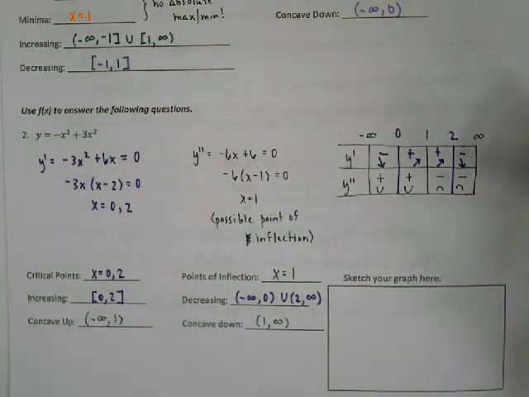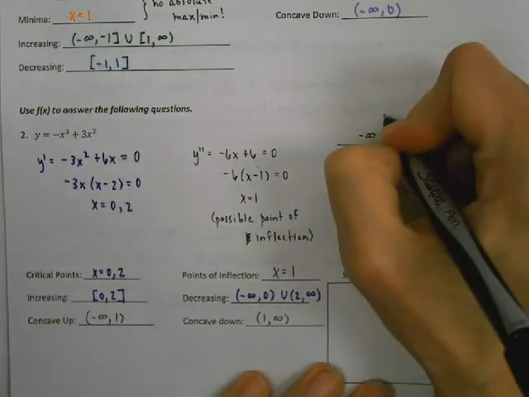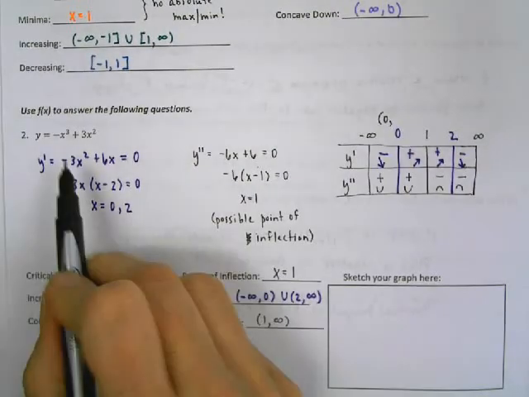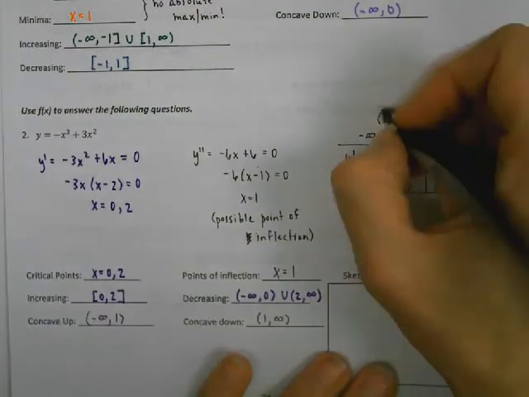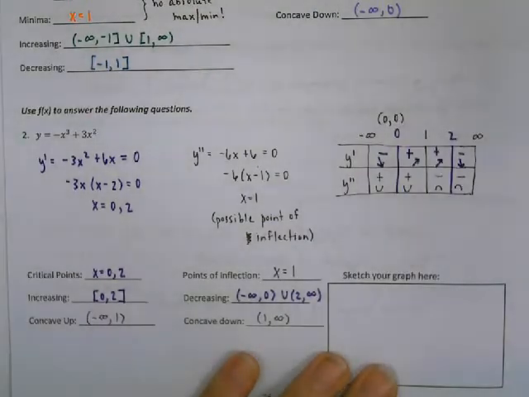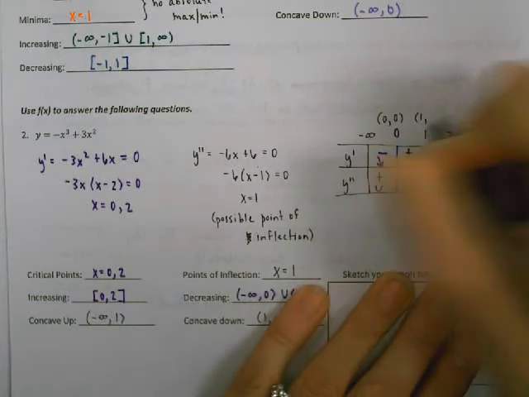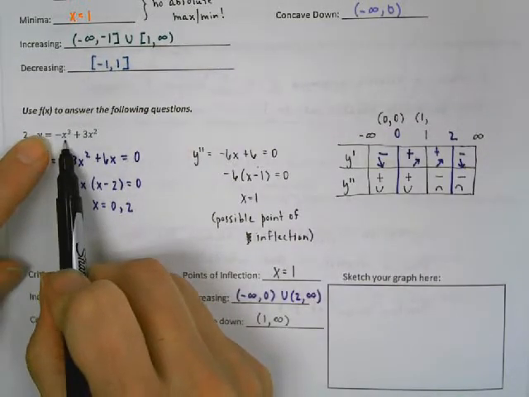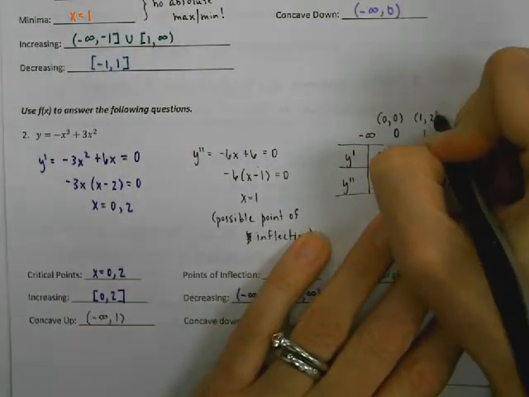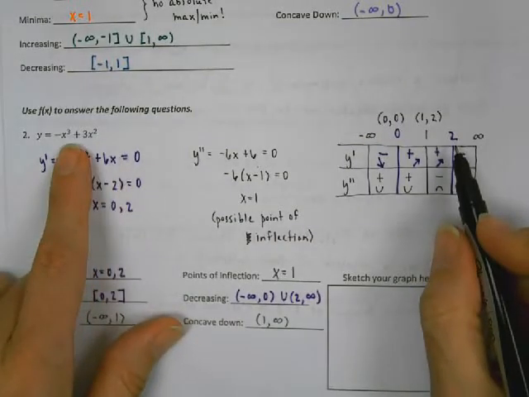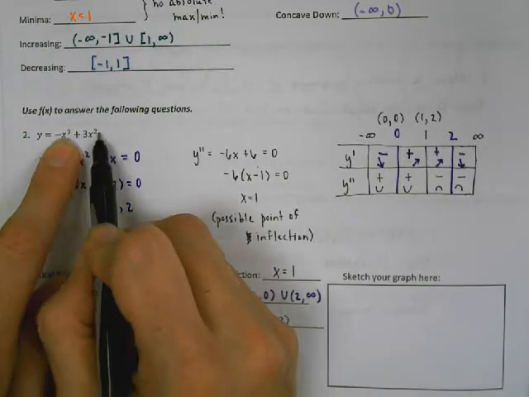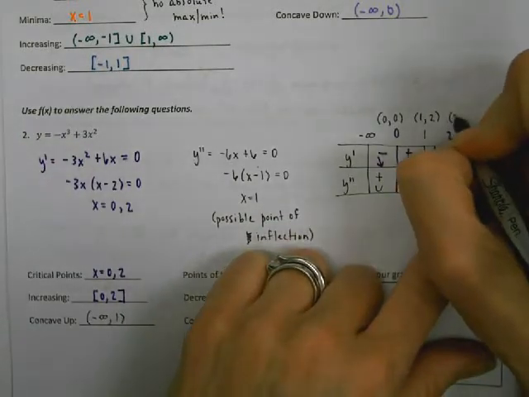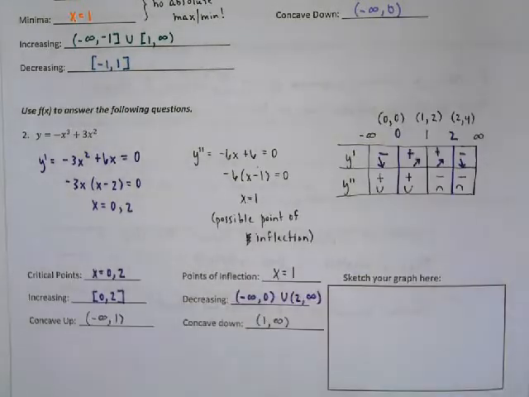So now if I'm going to sketch it, I just need to give myself some y values so I know where to place my graph. So let's get the y values of these points. If I plug in 0 into the original equation, my y value is just going to be 0. If I plug in 1, I get a negative 1 plus 3 gives me a positive 2. And then if I plug in 2, let's see, 2 cubed is 8, negative 8 plus 12 is going to give me 4. Hopefully I did that correct.